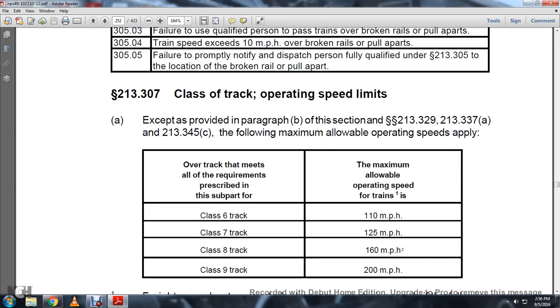Over track that meets all the requirements prescribed in subpart G, classes 6 through 9. Class 6 has a maximum allowable train speed of 110 miles an hour. Class 7, 125 miles an hour. Class 8, 160 miles an hour. And Class 9, 200 miles an hour.